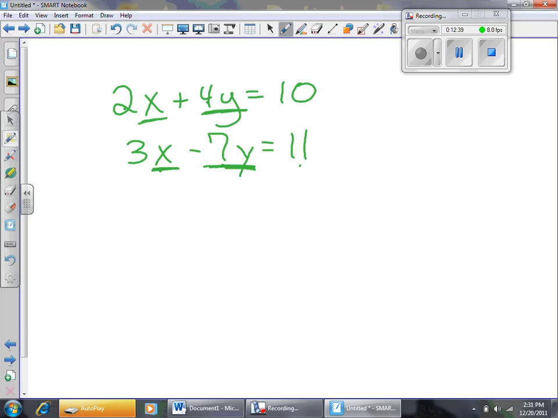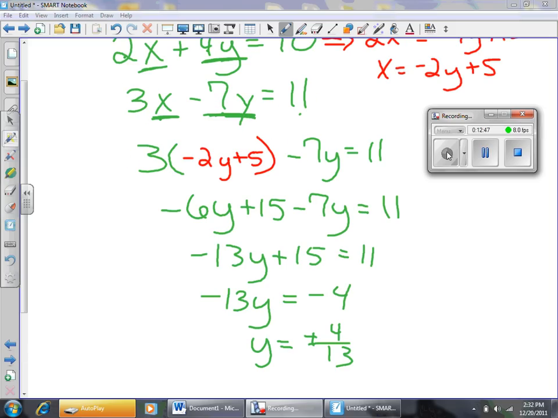All right, I'm not going to do this one right now, but if you want to take a minute to do it, pause, go right ahead. I'm going to pause and my answer will appear in a few moments. Here's my work to solve for y. I solved for x right here. I substituted that in. I solved for y and I got 4/13.